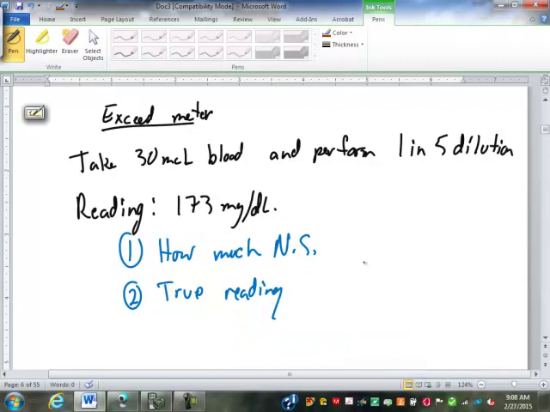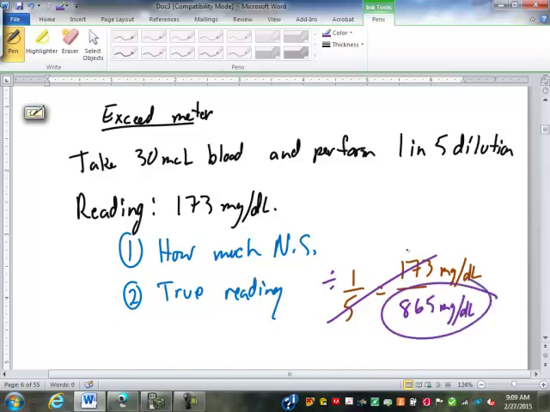So for this one, the true reading is probably the easiest part to figure out. If we're going to do a 1 in 5 dilution, how do we find the true reading? 173 is going to be the smaller number, so it goes on top with the 1. Cross multiply and divide. 5 times 173 divided by 1 is 865. Is that right? Because it exceeded the meter, which tells us that it had to be over 800.